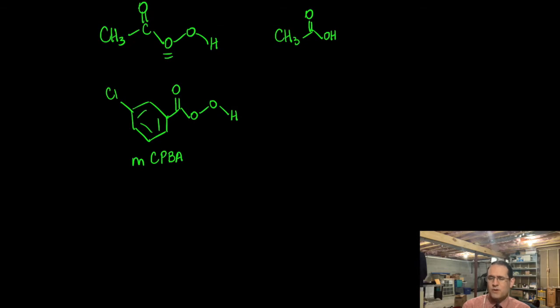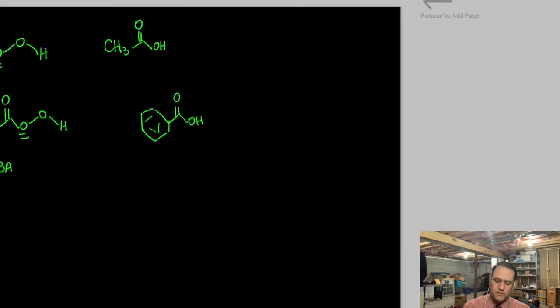Okay, we use small m there because it's a meta isomer in a benzene compound, and we'll talk more about that later. So this stands for metachloroperoxybenzoic acid. And benzoic acid looks like this, so it's a little bit similar, except you have a chlorine in there and an extra oxygen as well. So these are oxidizing reagents.